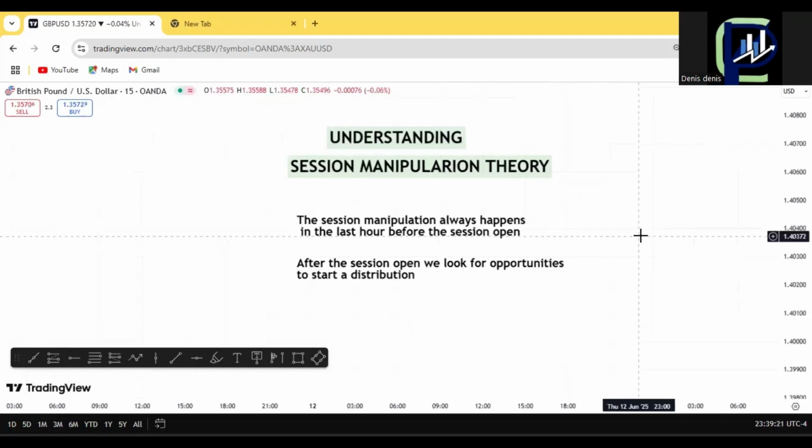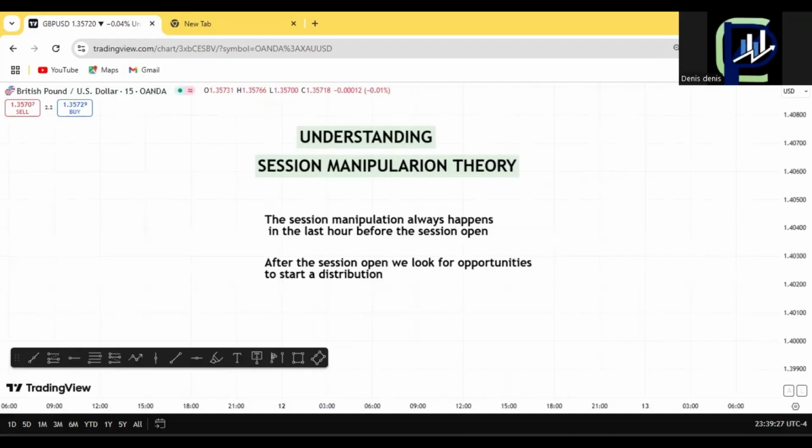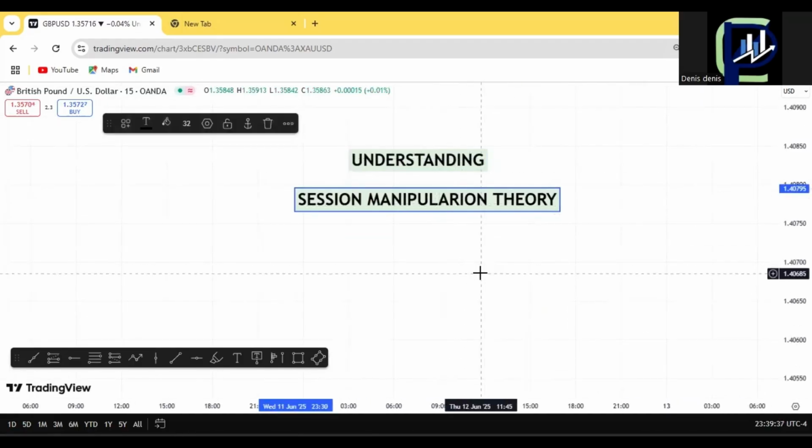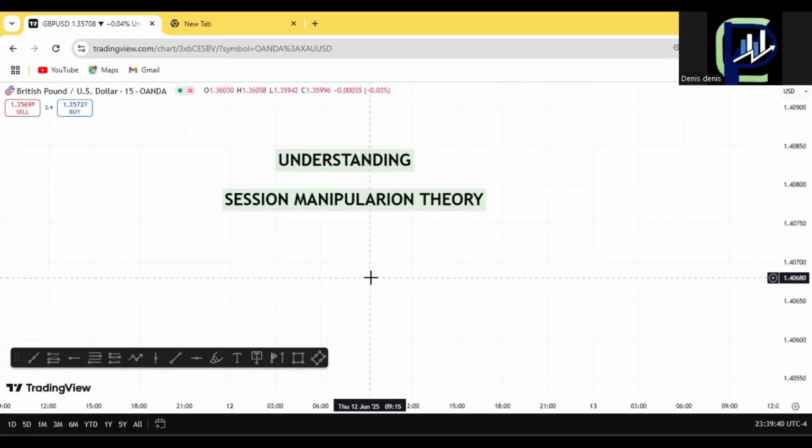All right, so we're going to have an understanding of the session manipulation theorem. By now, you should have heard about the power of three, which is the distribution, the manipulation, and the consolidation. Now, we want to focus ourselves on the manipulation because we want to trade the distribution. Every single day, in every single session, there is also a distribution, a manipulation, and a consolidation.